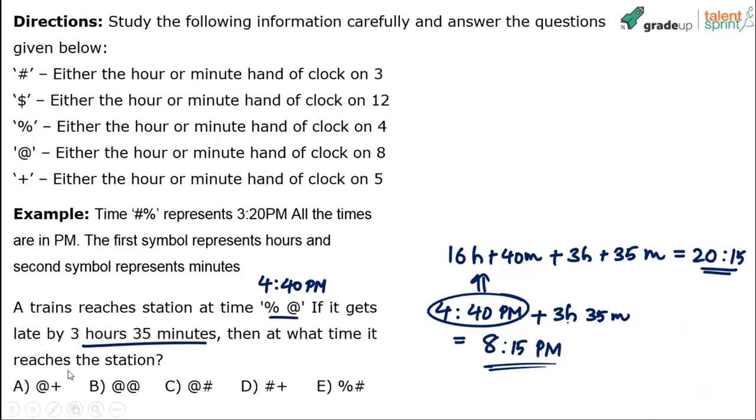Anyway, the question is at what time it reaches the station? It reaches the station at 8:15. But you cannot answer 8:15 directly, right? You have to convert that to the notation here. So 8, meaning the hour hand is on 8, which is equivalent to at the rate. And 15 would mean the minutes hand should be on 3. So the next symbol should be hashtag. So at the rate hashtag will be the answer. At the rate hashtag, which is option C.